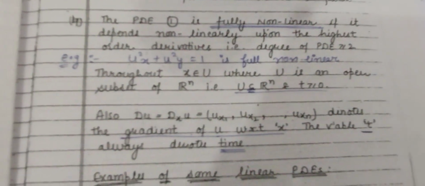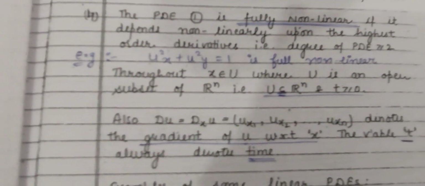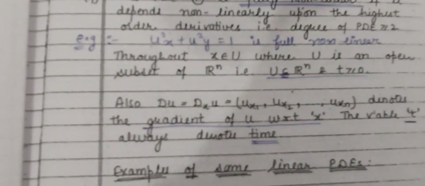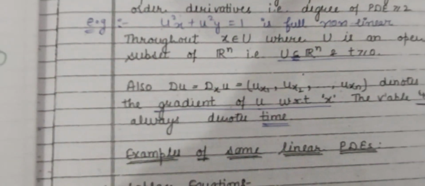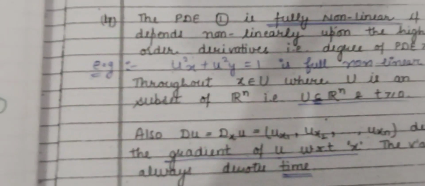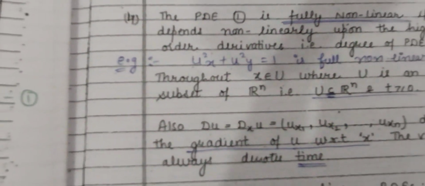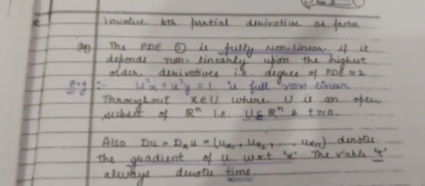Till here we have discussed the definition of partial differential equation and kth order partial differential equation. Now, classification of the partial differential equation: first is linear partial differential equation, and second is non-linear partial differential equation. Non-linear partial differential equation can be categorized into three more forms: semi-linear partial differential equation, quasi-linear partial differential equation, and third is fully non-linear partial differential equation.